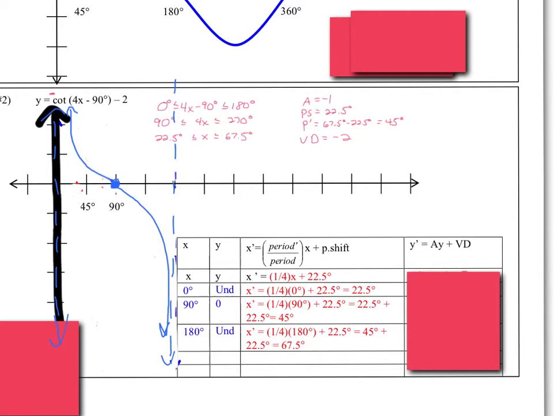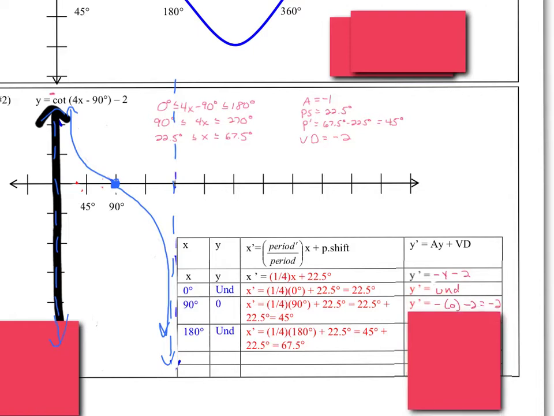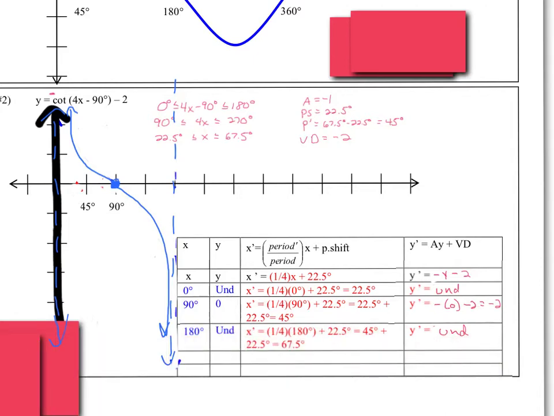Here's a pro tip. The starting and ending number that you have here should be the same starting and ending number that you have up here. This is one period. This is also one period. If those numbers aren't the same, you've made a mistake someplace. To find the new y values, you take a times y, a is negative 1 in this case, and add or subtract your vertical displacement. In this case, the vertical displacement is negative 2. If you take an undefined and you multiply it by negative 1 and subtract 2, it doesn't change it. It's still undefined. 0, a negative 0 minus 2 is a negative 2, and then we have undefined once again.